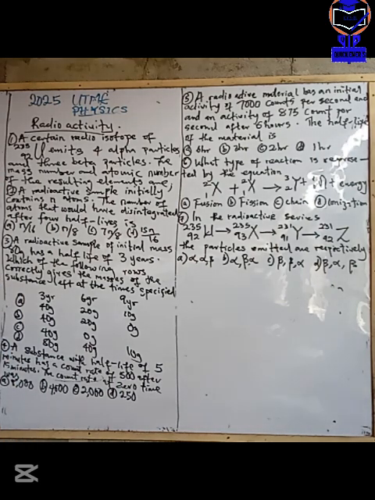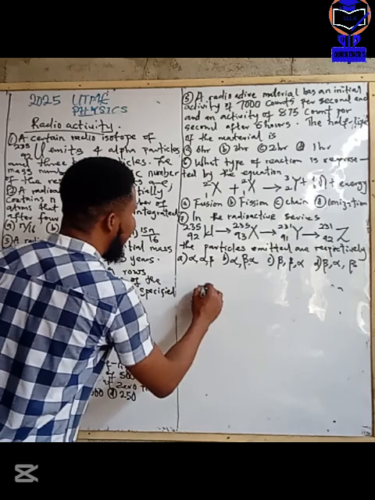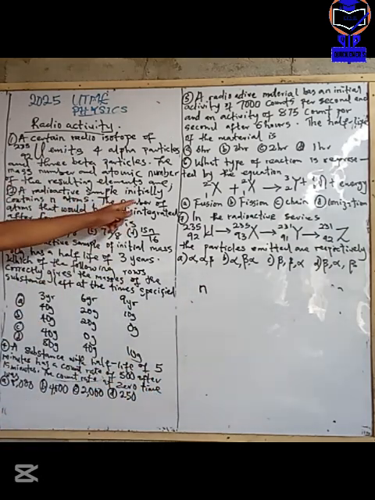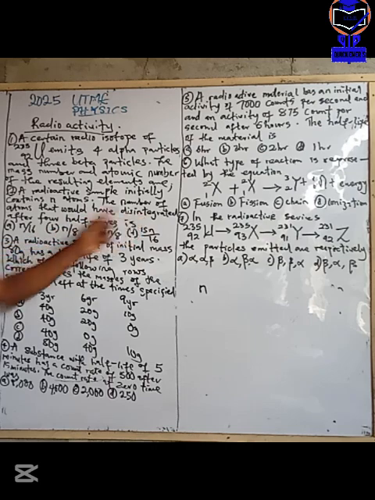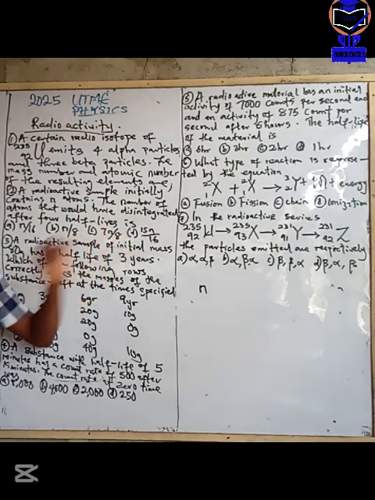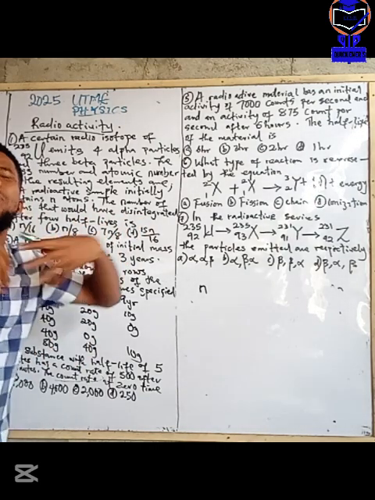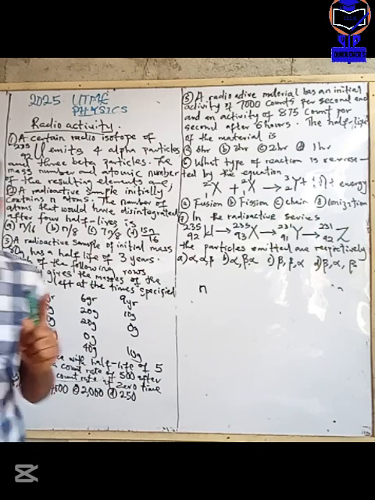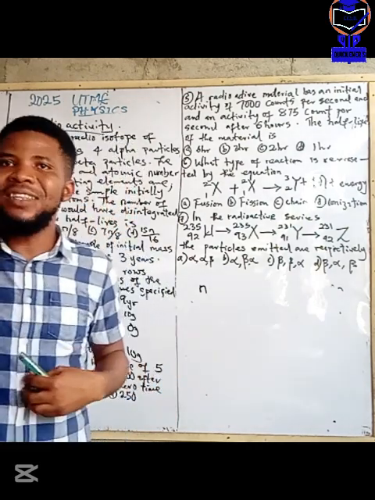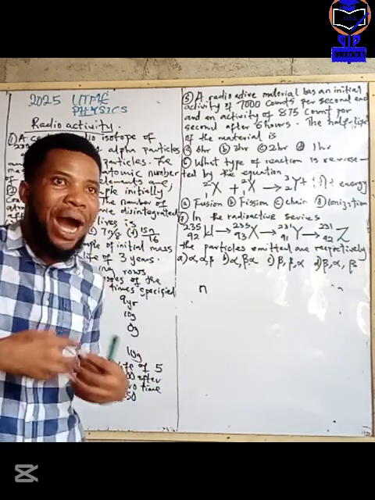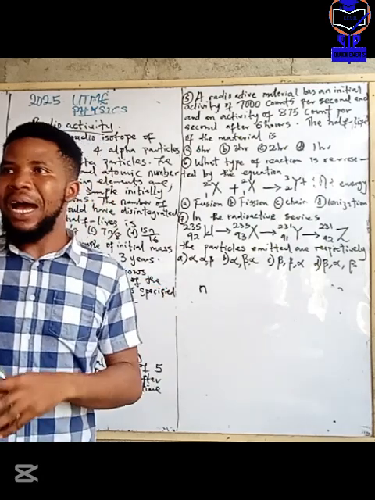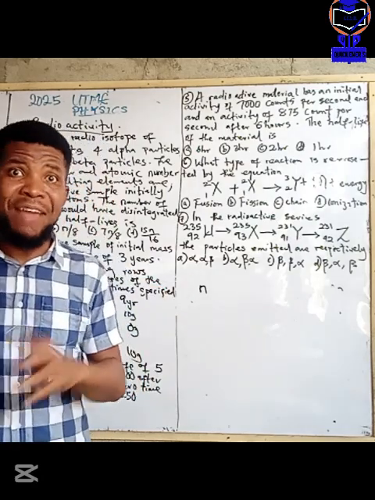Alright, now, the next one. It said if a radioactive sample initially contains N atoms, the number of atoms that would have disintegrated after 4 half-lives is? Now you're looking for the number of atoms that will have left, not the one remaining. There are 2 different things: the one remaining after a certain number of half-lives, and the one that has left after a certain number of half-lives.